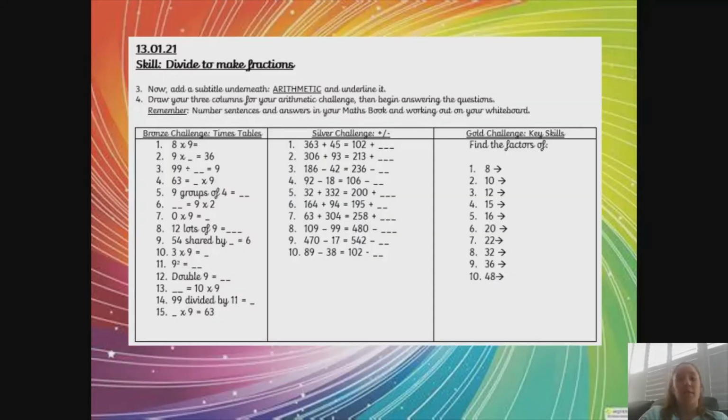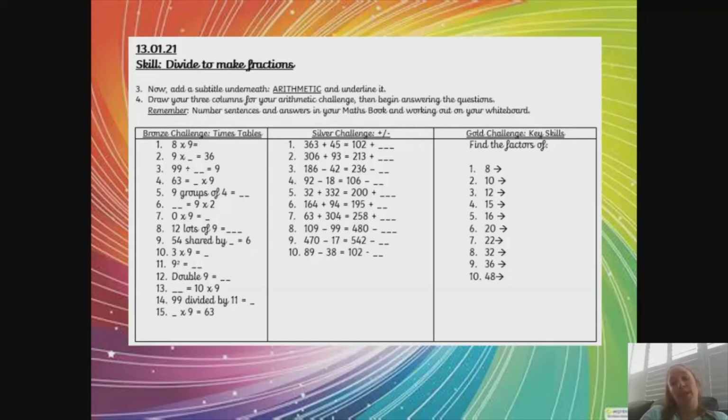Okay, so your arithmetic today, you have got your 9 times tables. Okay, your silver challenge is a balancing challenge today. So, for example, number 1 is 363, add 45. So you need to find out the answer of that before you can work out the next part, which is 102 plus, okay? So both parts of the equal sign, because the equal means the same as or equal to, they have to be the same. So whatever one side totals, the other side has to total too.